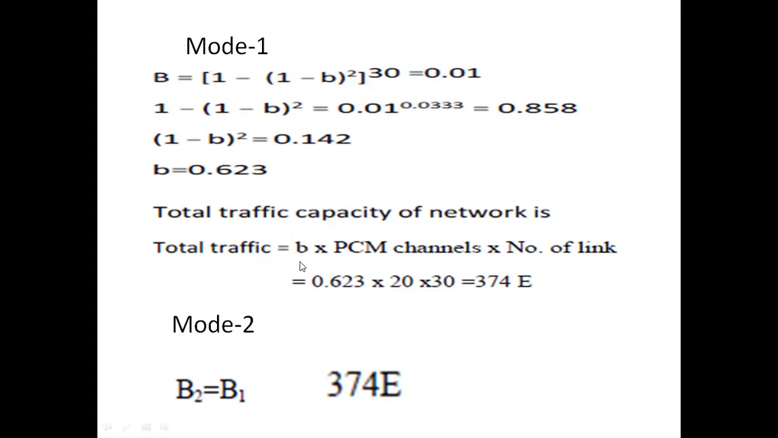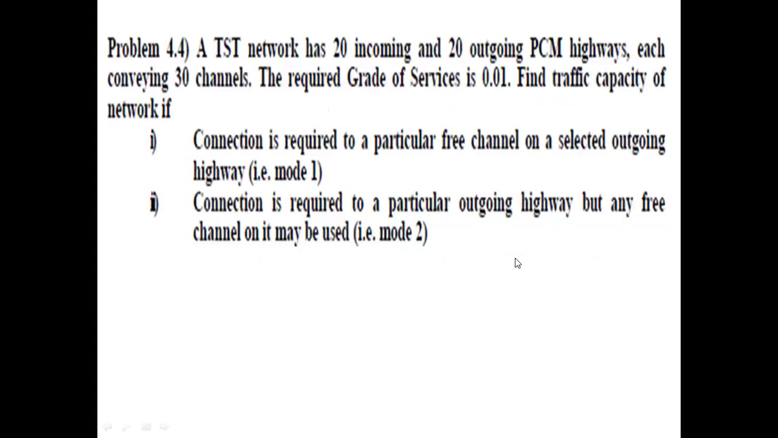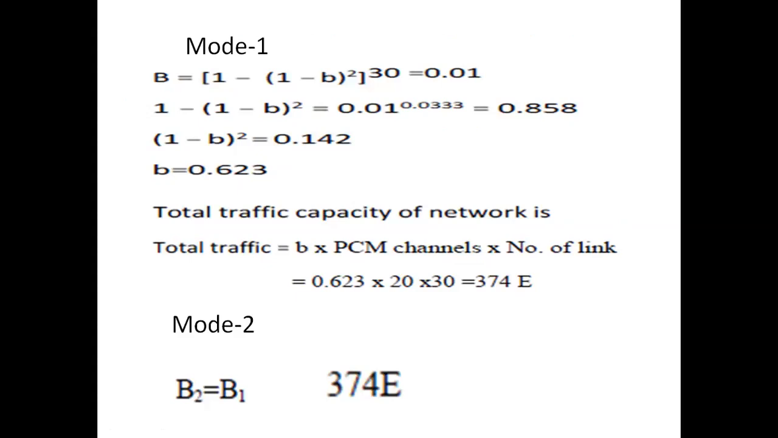The total traffic capacity carried under this condition at the peak hour is given by b times the number of PCM channels times the number of links. The number of links in this case turns out to be 20, and the number of PCM channels is given as 30. 0.623 is the small b value, and the total traffic turns out to be 374 erlang.